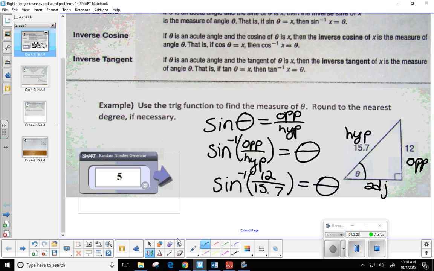Then in the problem, it says to round to the nearest degree, though. So we got 49.8, but when we round, it's 50 degrees equals theta. Does that make sense? Does everybody get it? Awesome. Let's go to the next one.